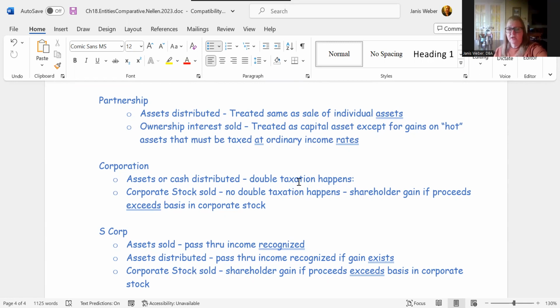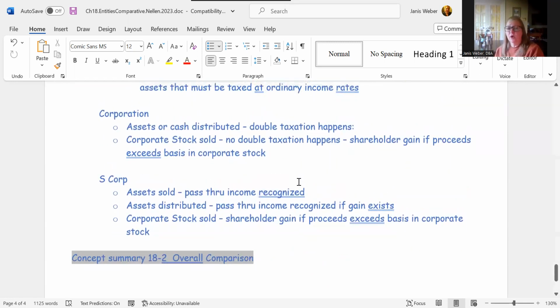Okay, and that's partnerships. Now, corporations: if assets or cash are distributed, double taxation is going to happen, which is always the way with distributions in a corporation. The reason it's triggered is that whenever a distribution is made from the corporation, it's assumed to be a sale of the assets for their fair market value. So the corporation recognizes the income for the fair market value minus the basis, and then the distribution comes out and the individuals are taxed at the fair market value of the assets.